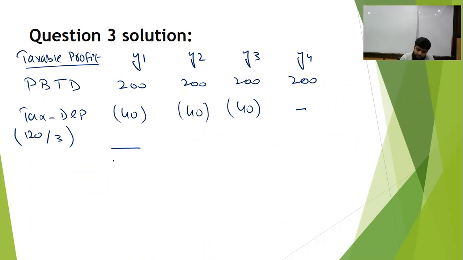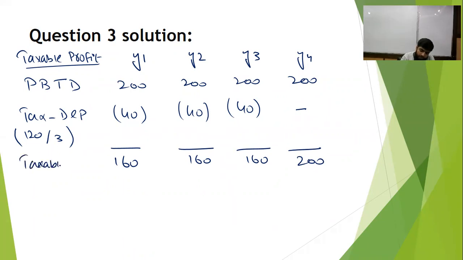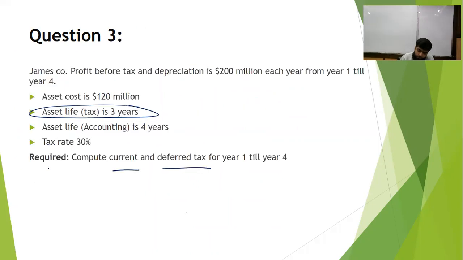Now we deduct the depreciation. Now the profit will be 160 million, and the profit for the last year would definitely be 200 million. So what is that known as? That is known as taxable profit. And now we are going to apply the tax rate on this one. The tax rate was 30%.